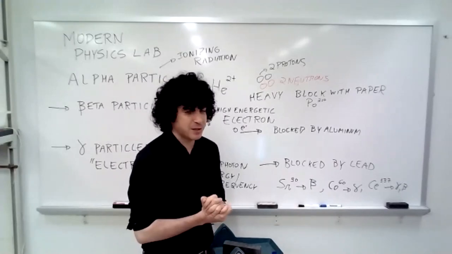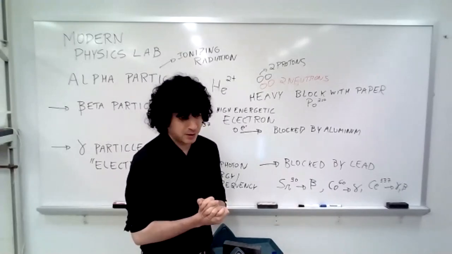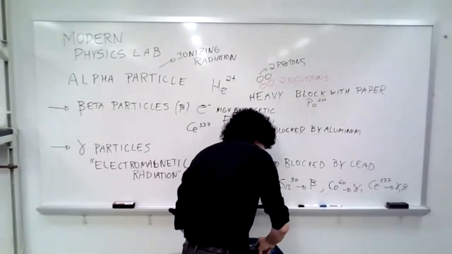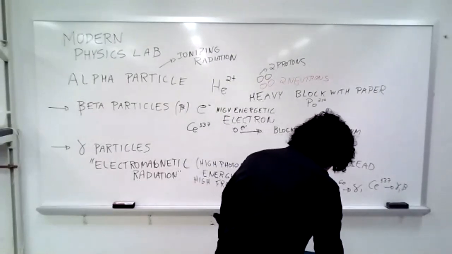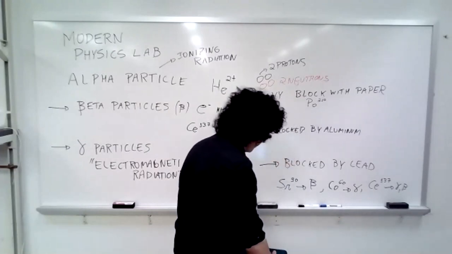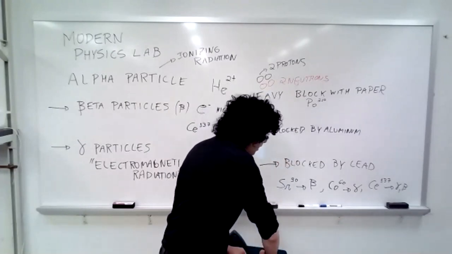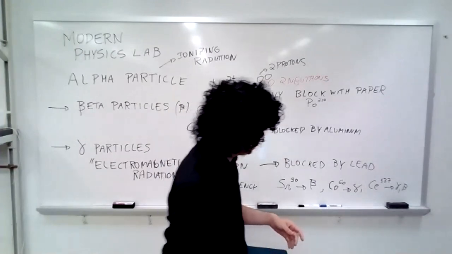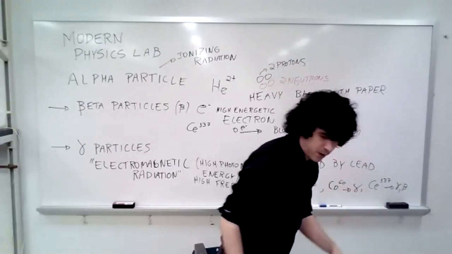Any more questions? Okay, so no more questions. Let me take this out of the side. I forgot the final one. So the final one was cesium-137. Cesium-137 emits beta and gamma particles.